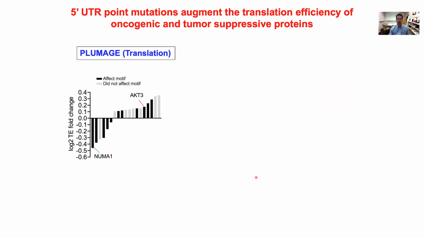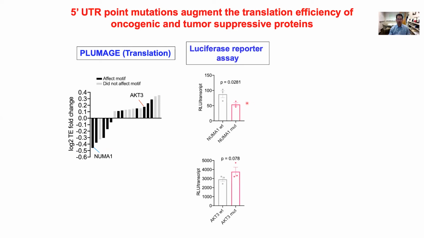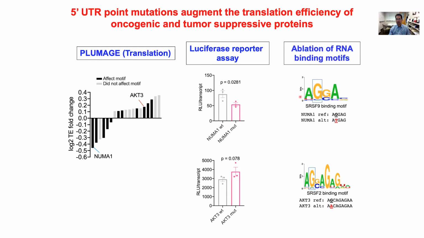What about at the translation level? There we saw upregulation of oncogenic proteins like AKT3 and downregulation of tumor suppressors like NUMER1. So we did luciferase assays on these constructs individually as an orthogonal test to what we were seeing in PLUMAGE. Indeed, we saw that with NUMER1, there was a decrease in luciferase activity, and with AKT3, we saw an increase. What was really interesting was that this was associated with ablation of SRSF binding sites, as shown here, of SRSF9 for NUMER1 and SRSF2 for AKT3.